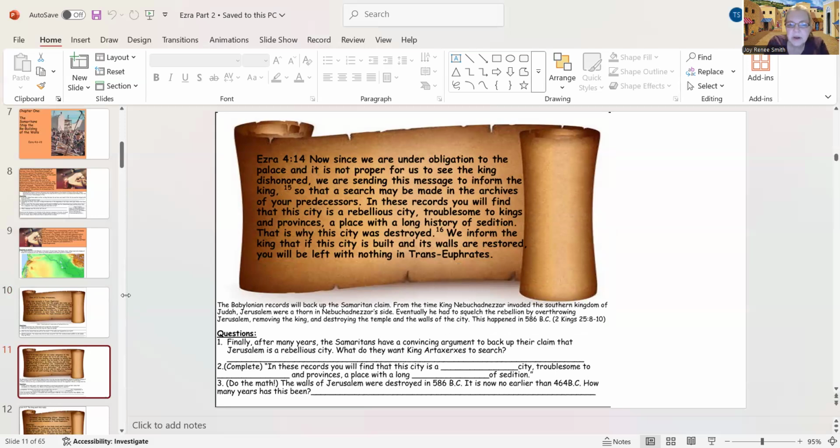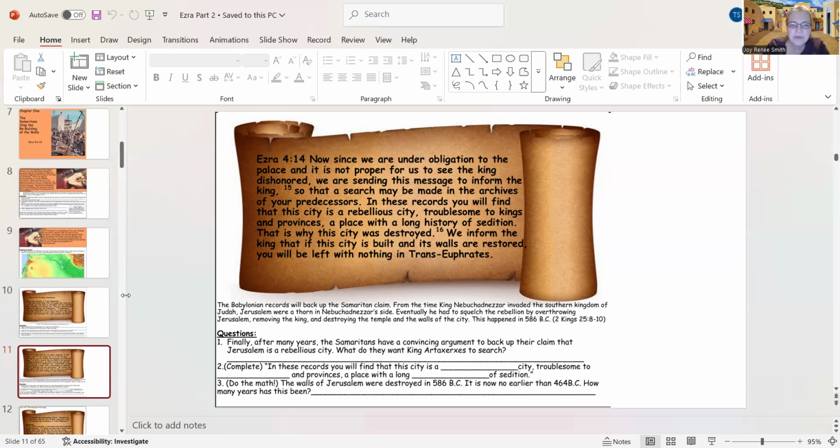Now, since we are under obligation to the palace, and it isn't proper for us to see the king dishonored, we are sending this message to inform the king, so that a search may be made in the archives of your predecessors. In these records, you will find that this city is a rebellious city, troublesome to kings and provinces, a place with a long history of sedition. That is why this city was destroyed.